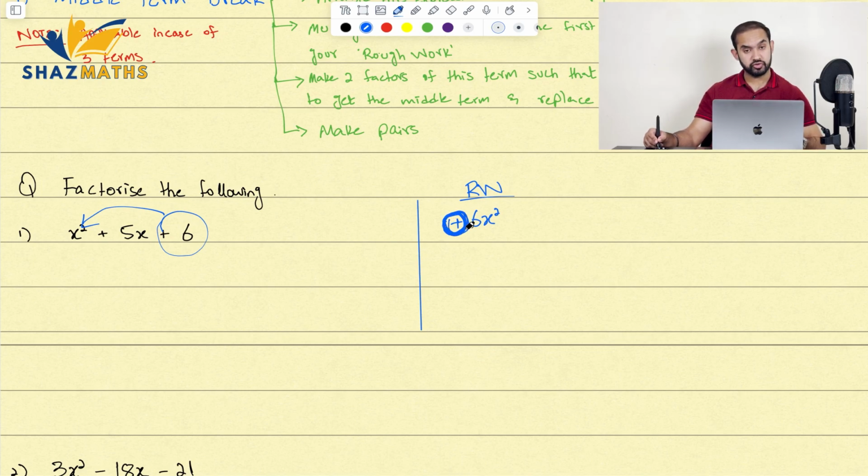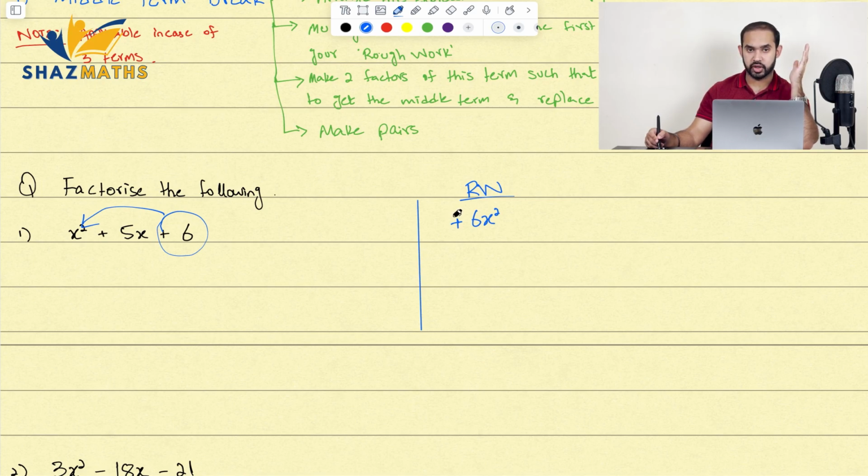If this sign was negative, I would have said that I need the factors of 6 such that I subtract those two factors in order to get the middle term. But right now, this term is plus 6x squared. That means I need factors of 6x squared such that I add those two factors in order to get the middle term. Okay, now the next step is I will think about the factors of 6x squared.